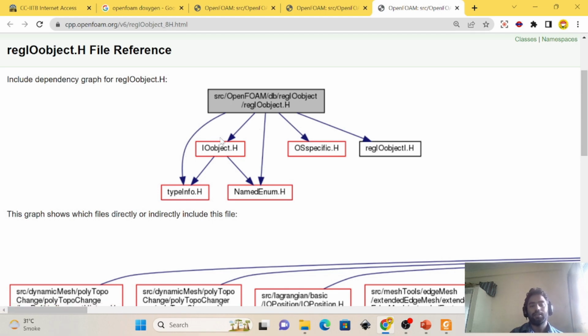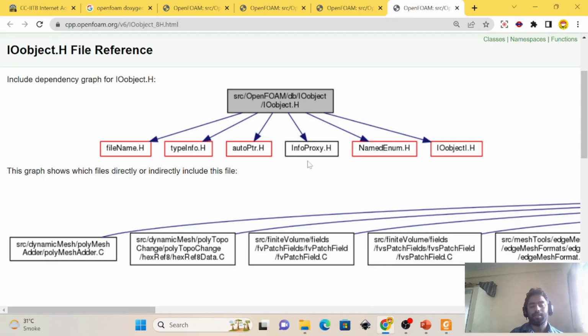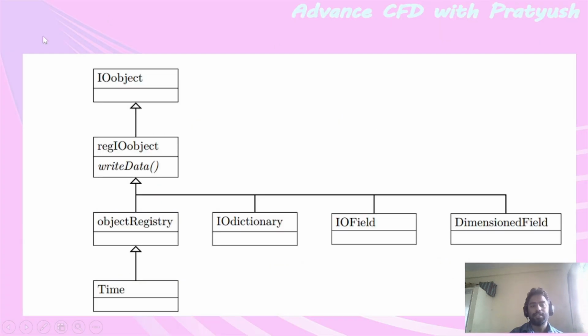So here you can see the registered IO object is derived from the IO object. Now there is nothing related to our present topic that is derived from the IO object. There are other classes which have been derived from the IO object that we are not going to discuss here. So here I can explain this structure. IO object is not derived from any other class, but IO object is being derived in the registered IO object. Now this registered IO object is being derived in the object registry.